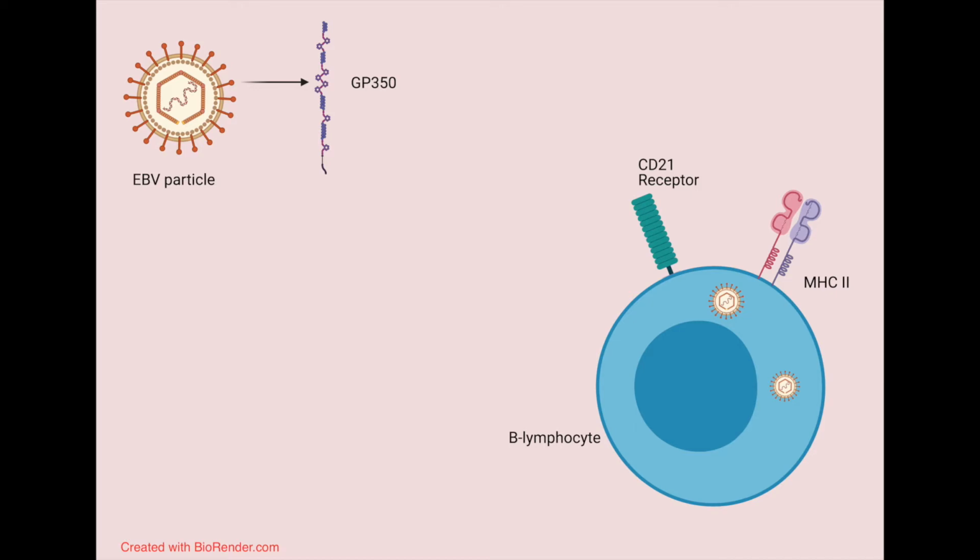The B lymphocyte expresses a receptor called CD21 and a co-receptor, which consists of MHC2 molecules. The CD21 complement receptor of the B cell will bind to the viral glycoprotein 350 on the EBV viral particle. It is still unknown whether the viral replication initially occurs prior to entry into the B cell or once inside.